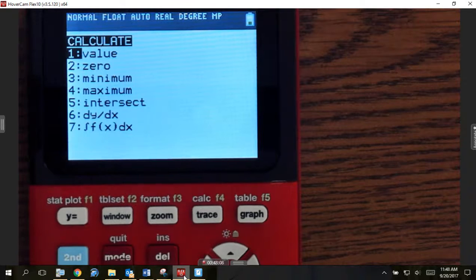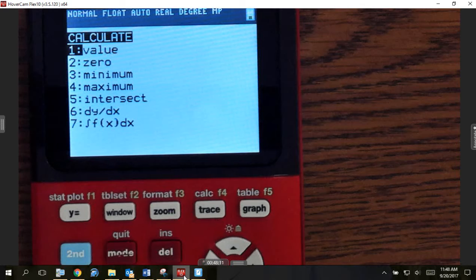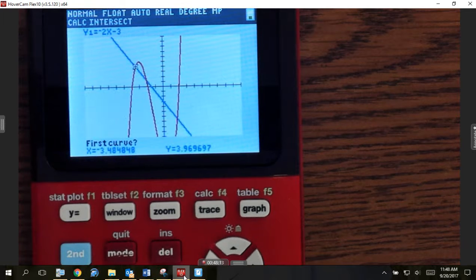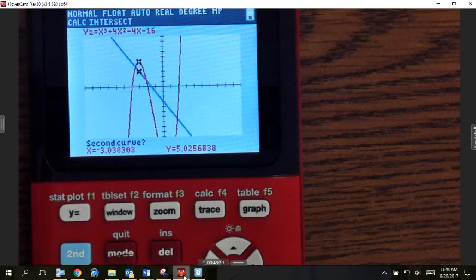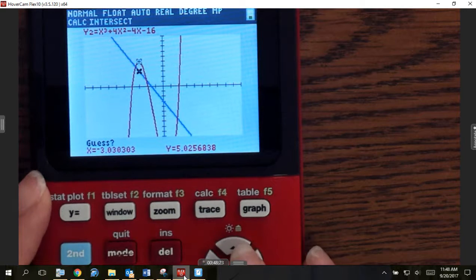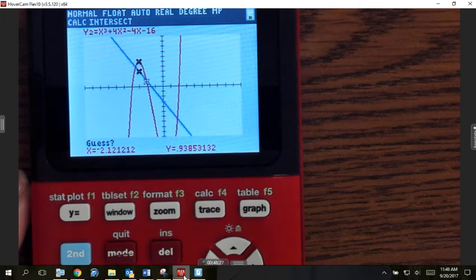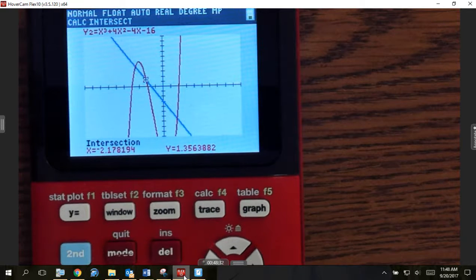Second trace. And then you go intersect, 5. And I have to make sure that I'm on my first curve, which automatically goes to the first one. Enter. Second curve, and I'm automatically on the second curve. Enter. But the guess, we have to tell the calculator which one you want. So go close to it, and then do what? Enter. So you should get negative 2.18 and 1.36.